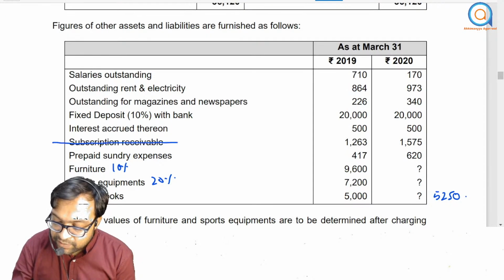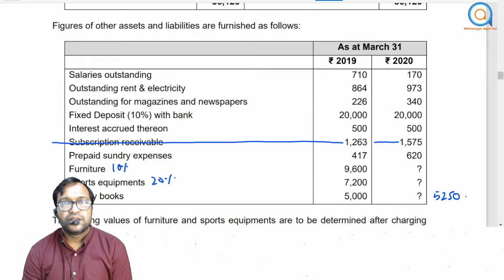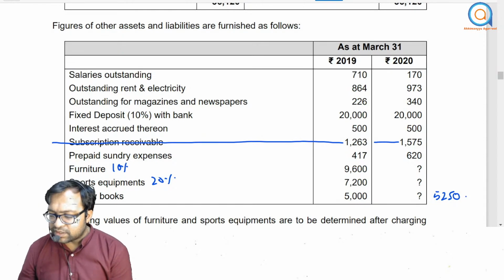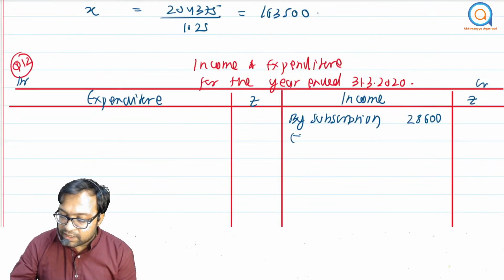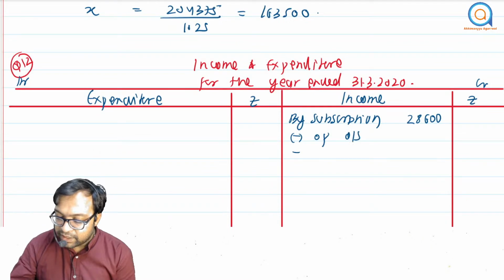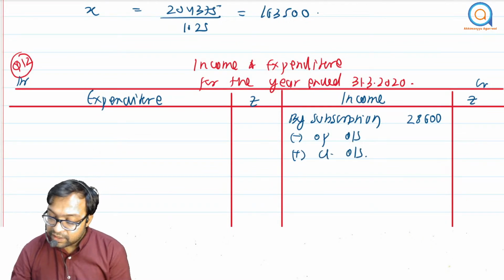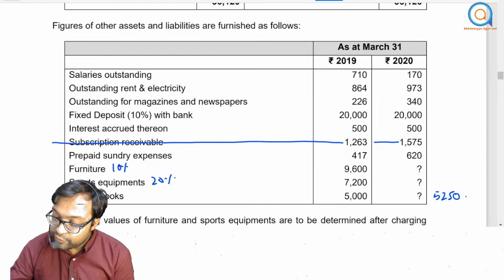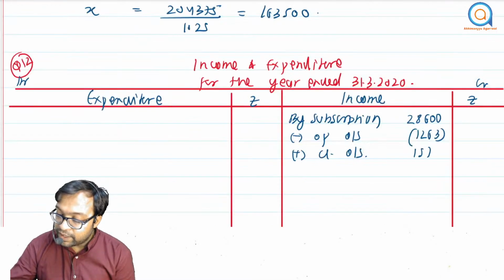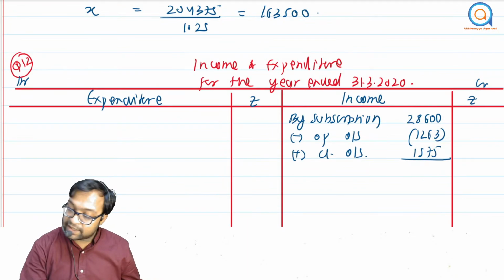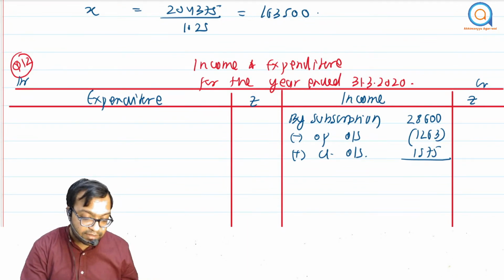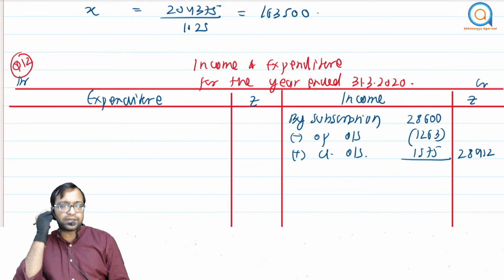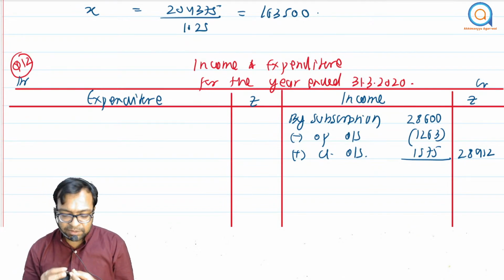Subscription receivable is given, opening and closing. Receivable means outstanding. Opening outstanding will be deducted and closing outstanding will be added. So I am writing minus opening outstanding, figure 1263, will be deducted and 1575 will be added. That's it. So 28,600 minus 1263 plus 1575, 28,912.